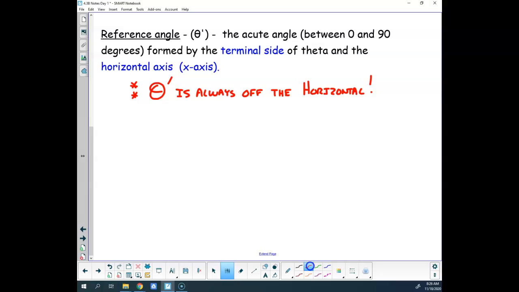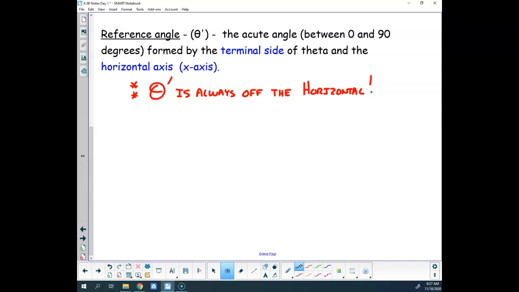Theta prime is always going to be off the horizontal, no matter where it is. It's not the closest axis. It's always off the horizontal axis.